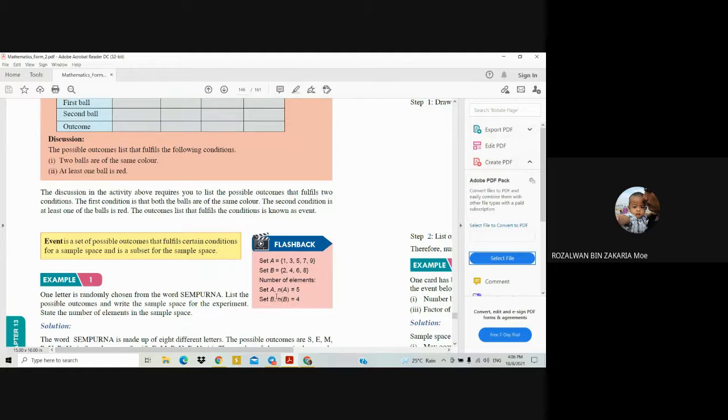Then the number of elements for set B, you can write like this. Okay, smaller n in bracket capital B, n(B) equals 4. Okay, because if you calculate the number of elements for set B, it is 4.